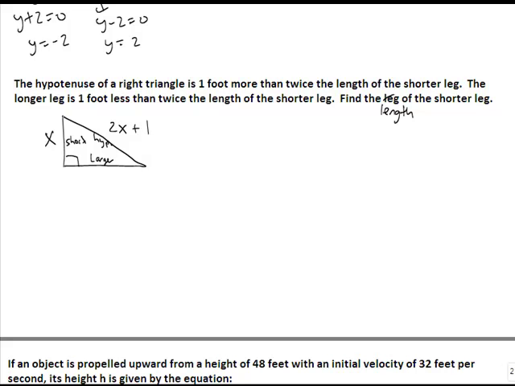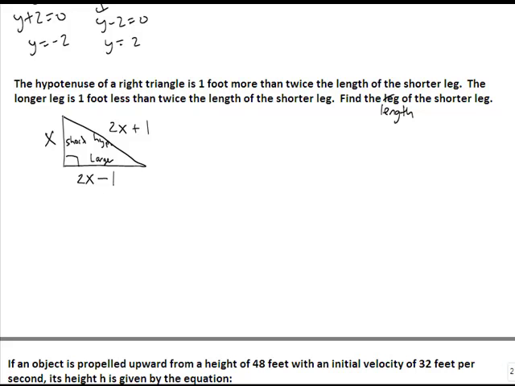And then the hypotenuse is going to be twice that plus 1 foot more. From the second sentence, it says the longer leg is 1 foot less than twice the length of the shorter leg. So again, we need to know that shorter leg first, and then the longer leg will be 1 foot less than twice the shorter leg. So twice the shorter leg is 2x again, and then we want 1 foot less than that. So the longer leg should be 2x minus 1.